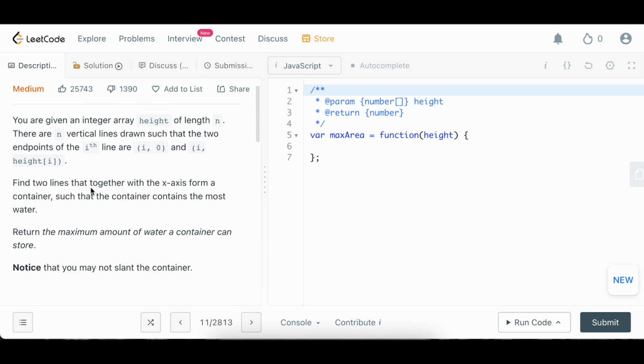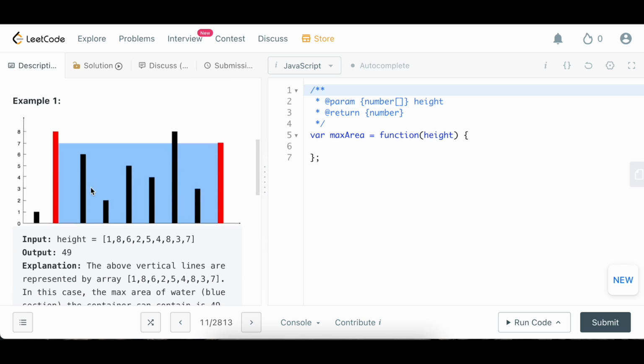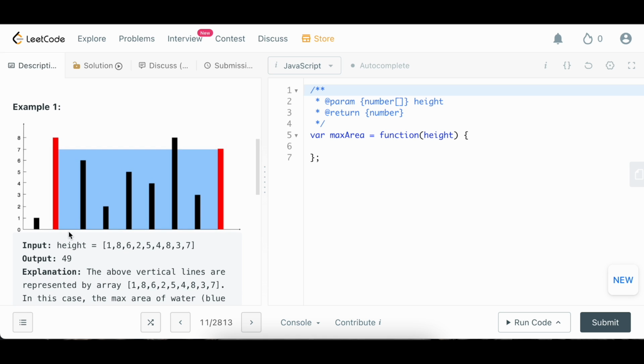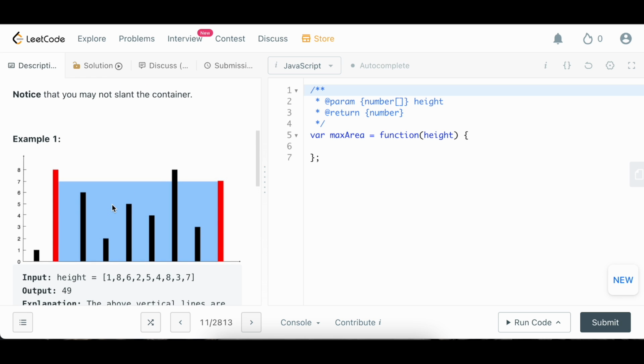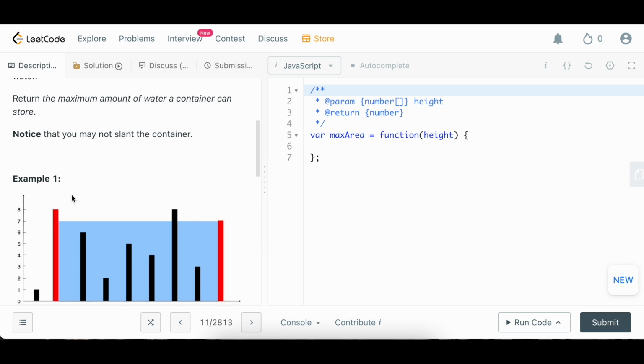And then you have to find two lines that together with the x-axis form a container such that the container contains the most water. So basically these are the different line heights that you have, and then you have to find two such lines. In this case, the second line and the last line. If you try to pour water in this container, you will have the most amount of water that you can store, as the maximum amount of water that you can store in this container.